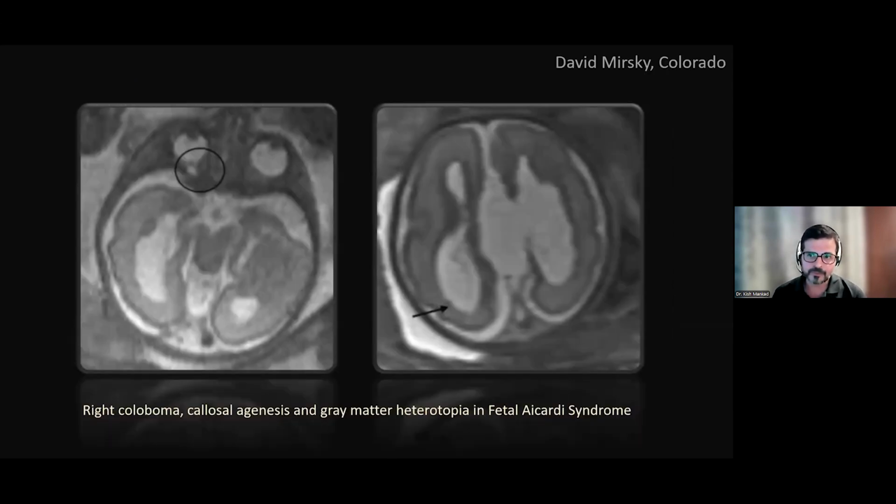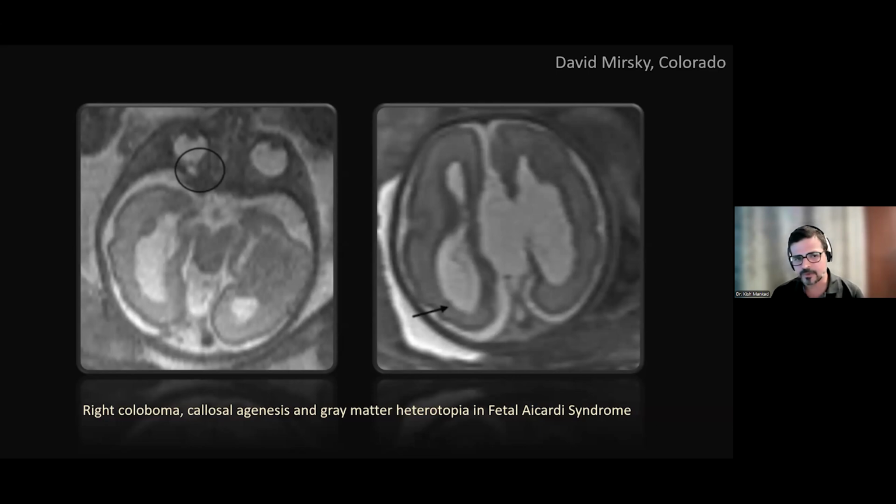Here's a case from David Mirsky's beautiful publication a few years ago on orbital abnormalities, and I quite like this case because this is a finding we sometimes tend to overcall. There might be an undulation of the ventricular margins, but I think Gabrielle showed some beautiful cases. When it is very extensive, it's easy, but they detected this little nodular heterotopia. There are a few more on the contralateral side. And you can see that there is a frank dysgenesis of the corpus callosum here, and go back to the eyes. This is the context of a fetal Aicardi syndrome.